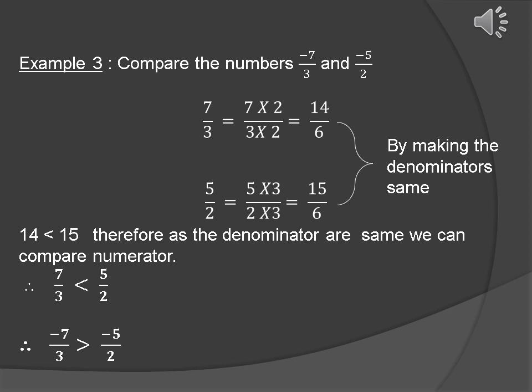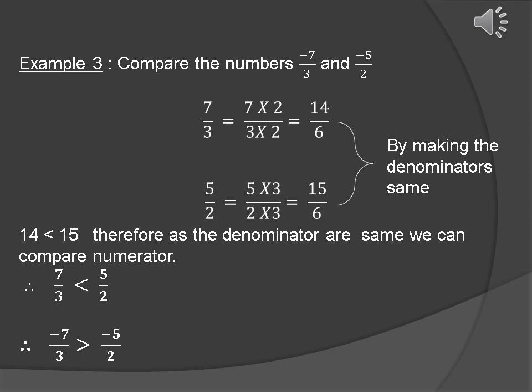Third example, compare the numbers minus 7 upon 3 and minus 5 upon 2. Multiply the numerator and denominator by 2. Therefore, 7 by 3 is equal to 7 multiplied by 2 wholly divided by 3 multiplied by 2, which is equal to 14 by 6. Multiply the numerator and denominator by 3. Therefore, 5 by 2 is equal to 5 multiplied by 3 wholly divided by 2 multiplied by 3, which is equal to 15 by 6.